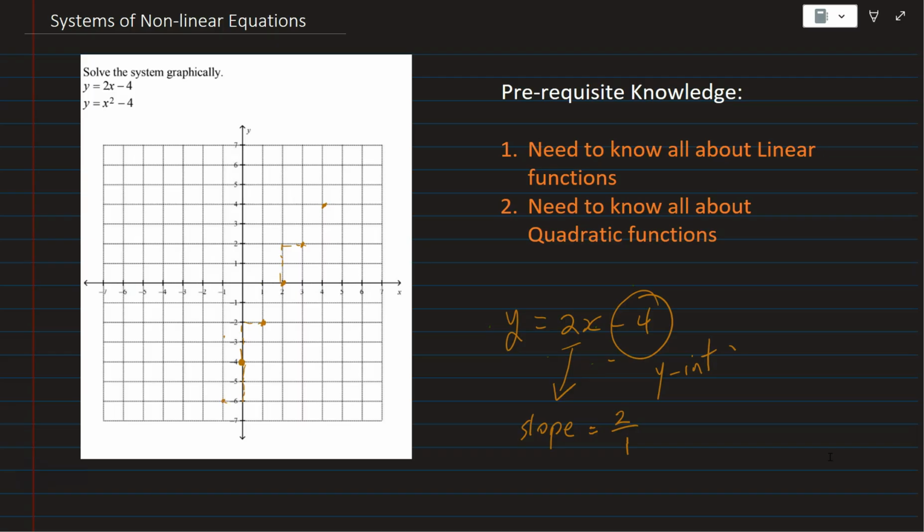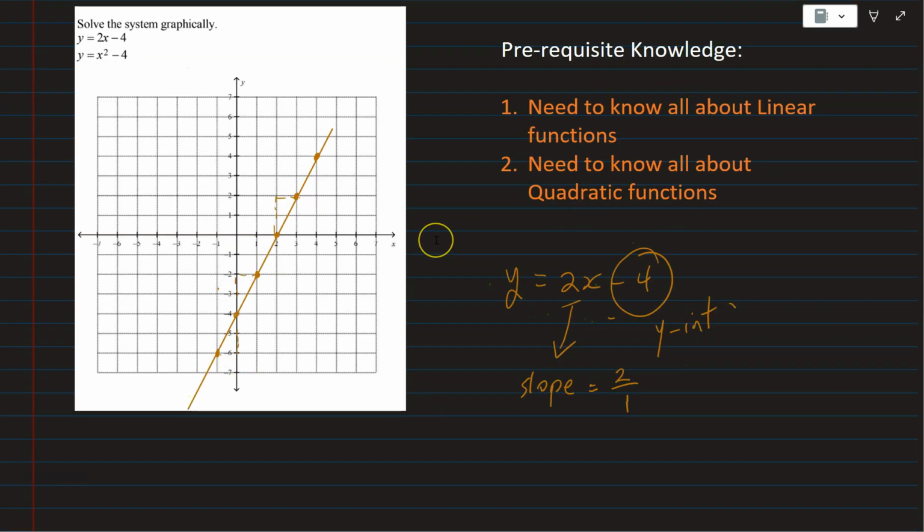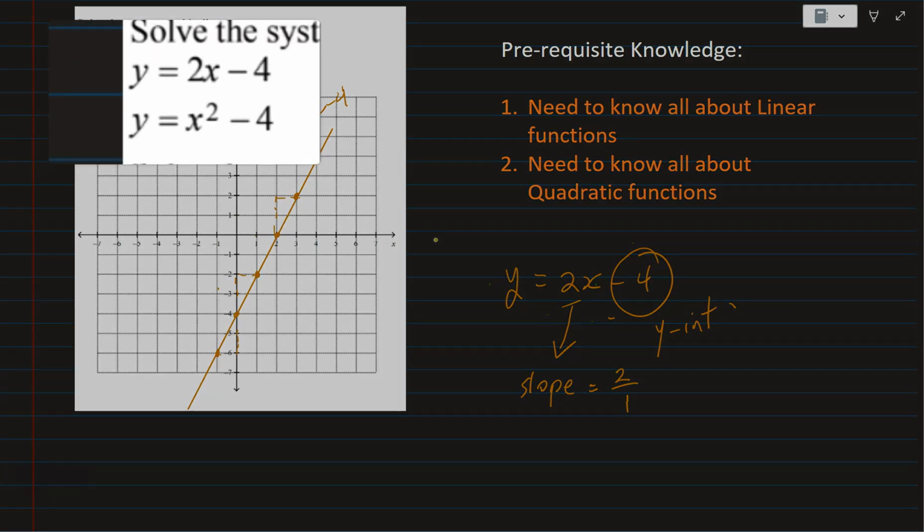These are the set of points that you can draw a line through, and you're going to use your ruler and put a line right through it. Let's do that. And here it is. This is the line for the equation y equals 2x minus 4. You don't have to put it up there, but I just want to make sure that you see it. Okay, now let's go ahead and graph the quadratic function, y equals x squared minus 4.